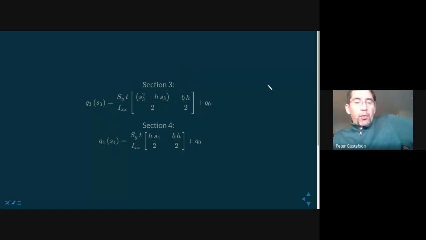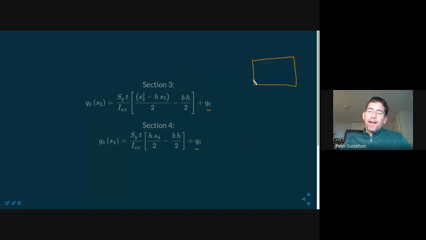Okay, so in summary, what do we know? With this resultant shear load, we can calculate shear flows. We don't quite have it all. Each one of these still has an unknown Q0 in it, because we didn't know the magnitude of Q0 at the point that we started.